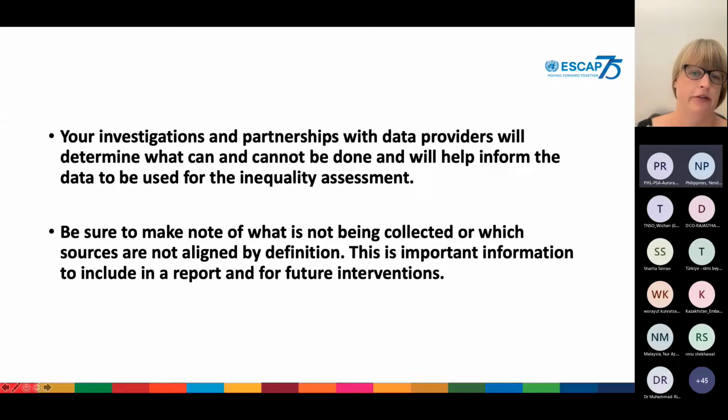So we kind of talked about this yesterday, but your investigations and what you find out, as well as your partnerships with data providers, will determine what you can and can't do. And it will also help inform what you end up analyzing in your inequality assessment. So it's very important that we make a note of what is not being collected. So the example of the ethnicities from the Civil Registry office was one, or maybe where definitions don't align, so that this can be improved in the future, and better data can be collected in more detail, and we can do better, more in-depth inequality assessments in the future.